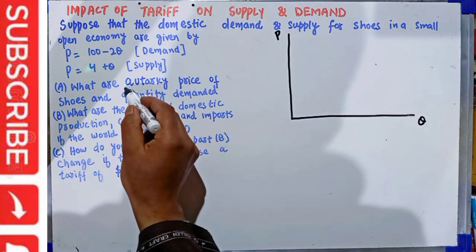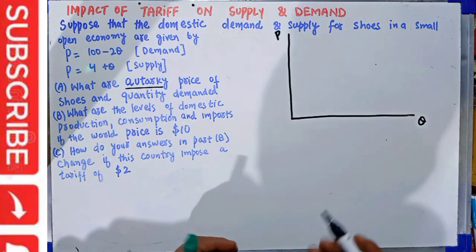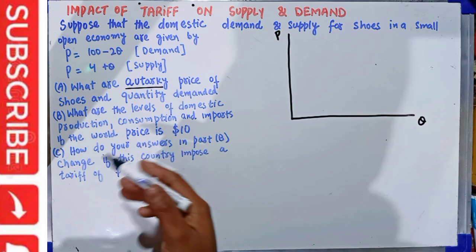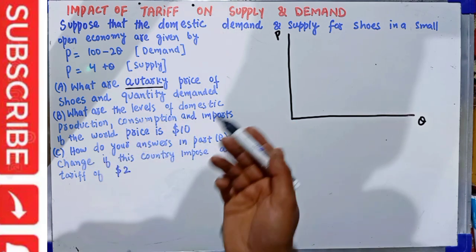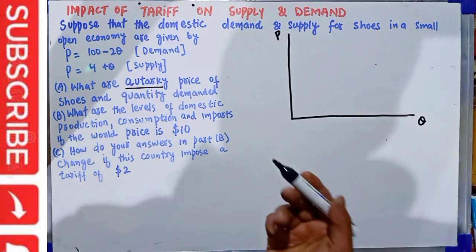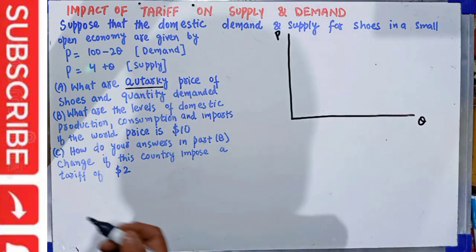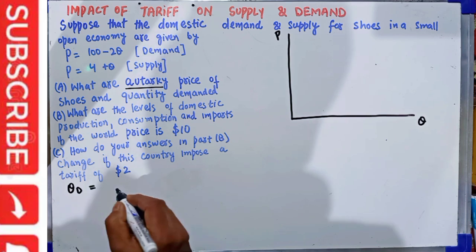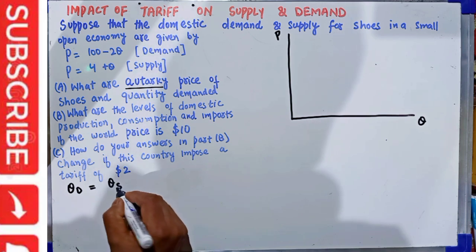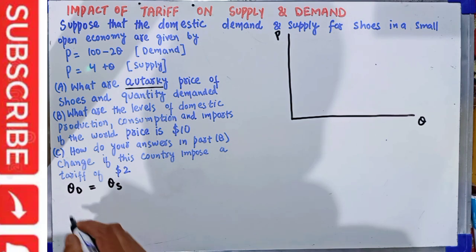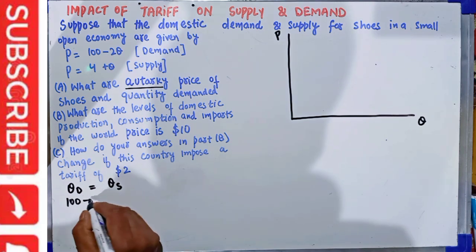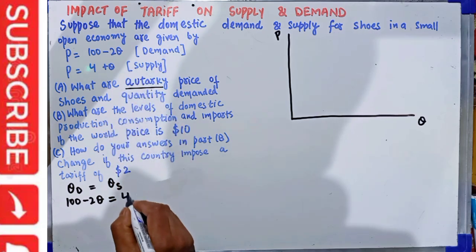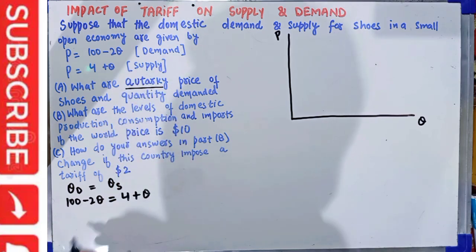Now we need to find the autarky price. Autarky means the absence of trade. That means quantity demanded will be equal to quantity supplied in the presence of autarky. That means equilibrium will be reached. So we equate the demand, 100 - 2Q, with the supply, which is 4 + Q. Let us solve for quantity.